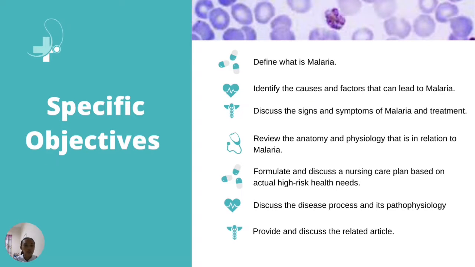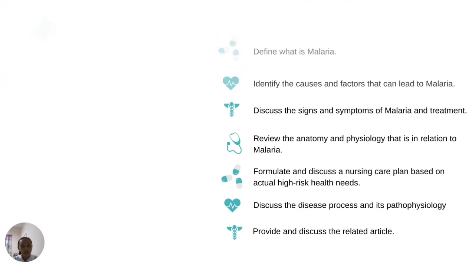For the specific objectives, at the end of the case presentation, the student nurses will be able to define what is malaria, identify the causes and factors that can lead to malaria, discuss the signs and symptoms of malaria and treatment, review the anatomy and physiology in relation to malaria, formulate and discuss a nursing care plan based on actual high-risk health needs, discuss the disease process and its pathophysiology, and also provide and discuss the related article.